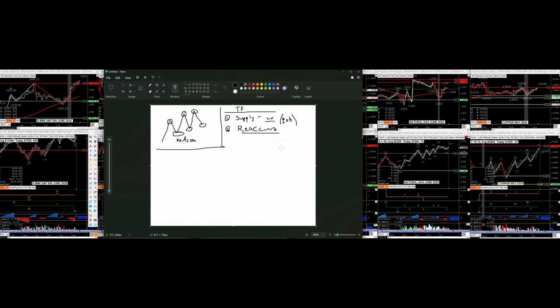Very important, reaccumulation. In the first scenario, you have low volume. In the second scenario, you have high volume. And the reason for this is because demand is making a stand. Demand is entering. All right?